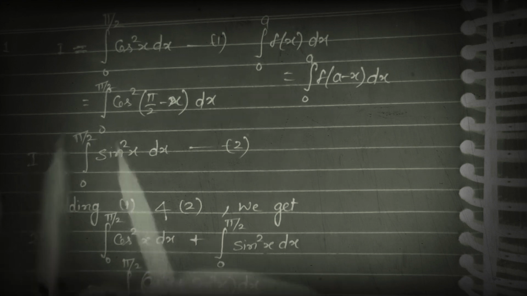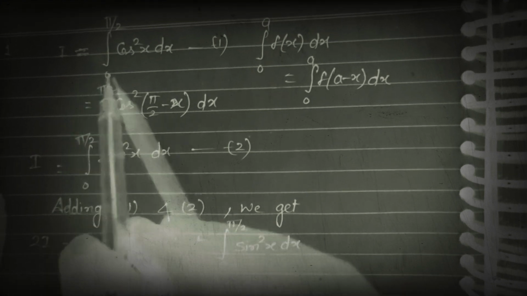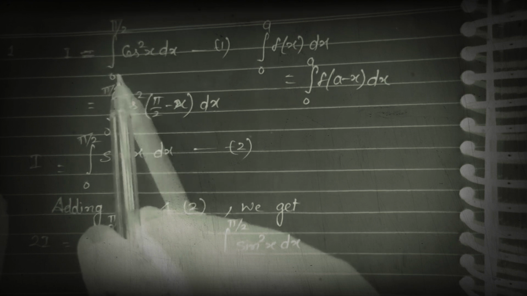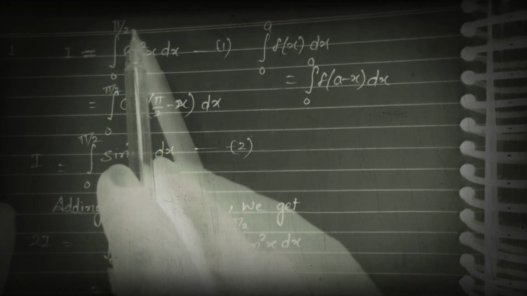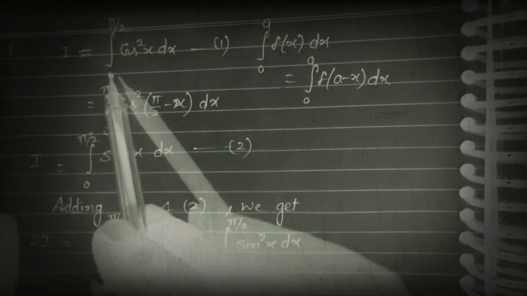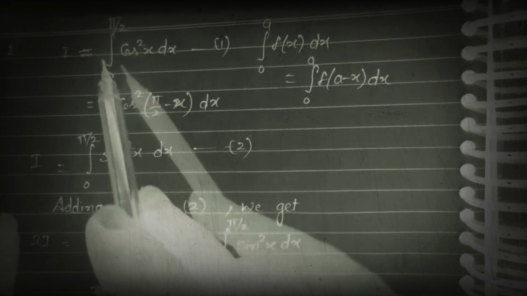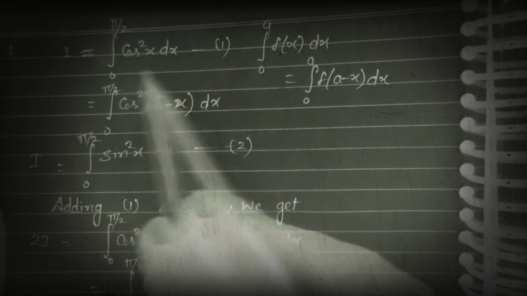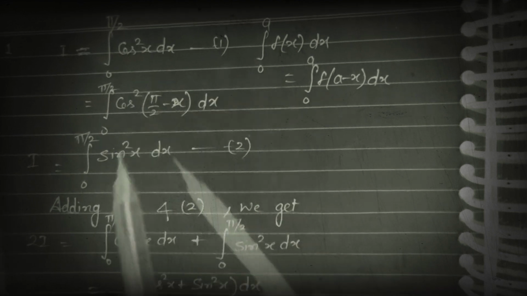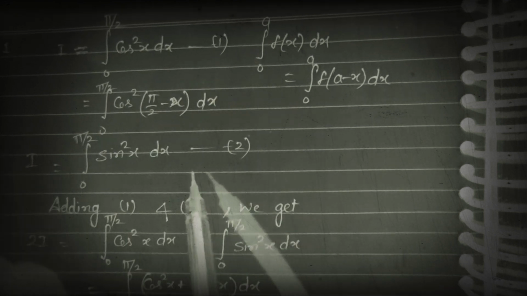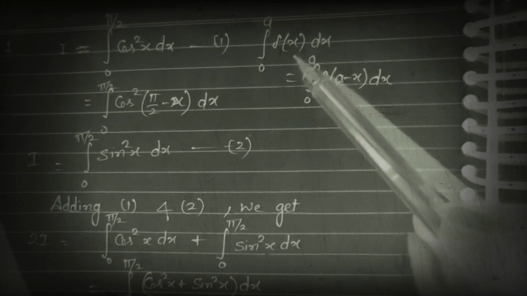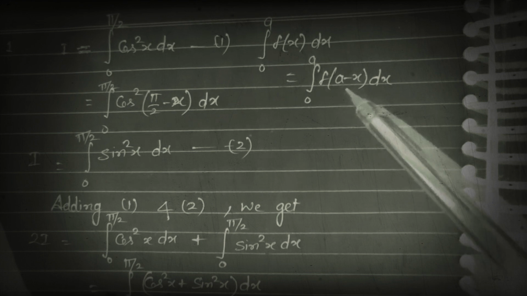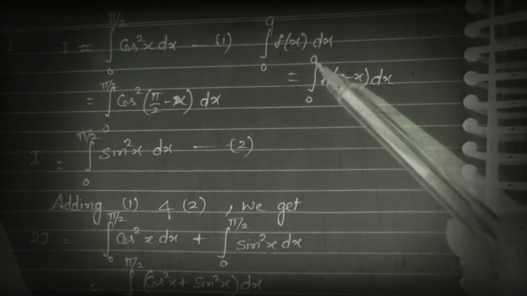Now look at the first question of exercise 7.11. We have to find the integration of cos square x, with limits 0 to pi by 2. Look at the fifth property. Here we will use the fifth property. We will do most of the questions by using the fifth property: the integral of f(x) dx with limits 0 to a equals the integral of f(a minus x) dx with the same limits 0 to a.